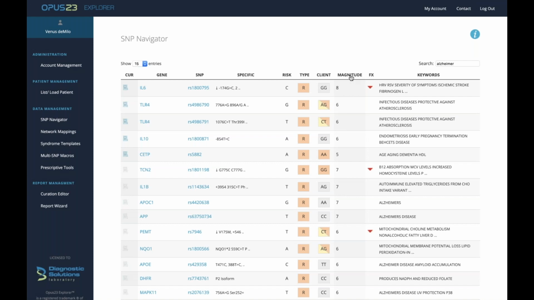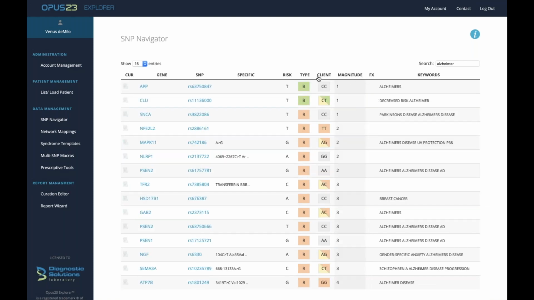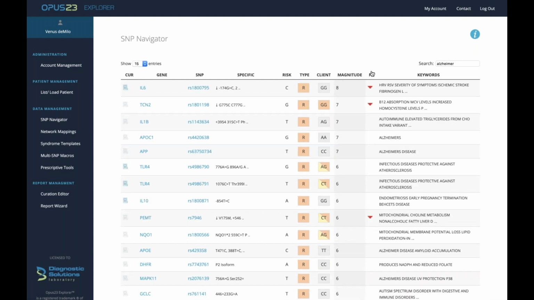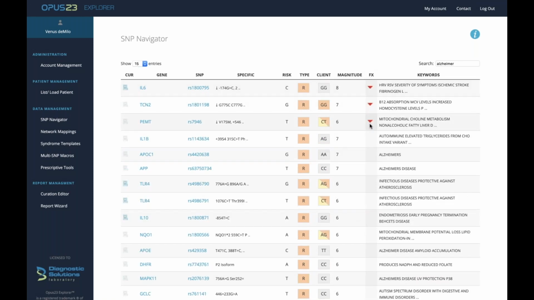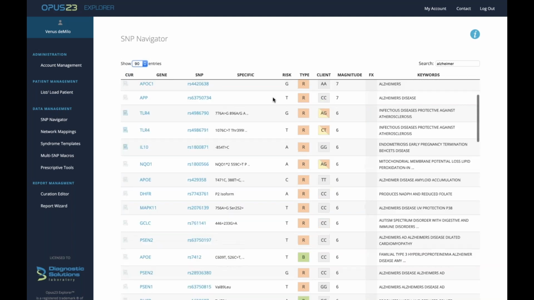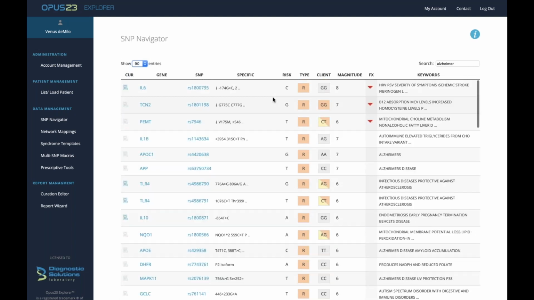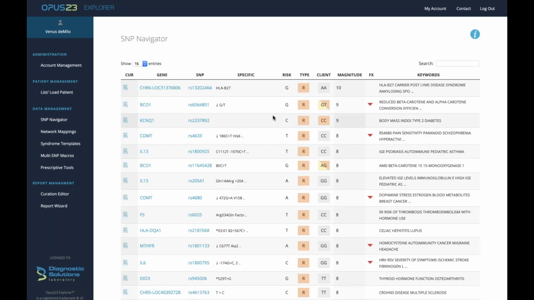And then you could parse it by what is the effect. For example, I want to look for things that are down regulating, and then you can just see as many as you'd like, and just parse it out. So the default list, the way it's triaged when you just go to SNP Navigator, is things that have the highest magnitude of impact and are the most likely to be causing issues, right? So it's sort of triaging it for you. Right?